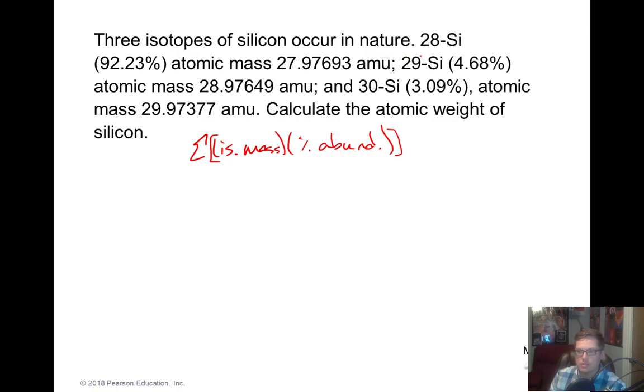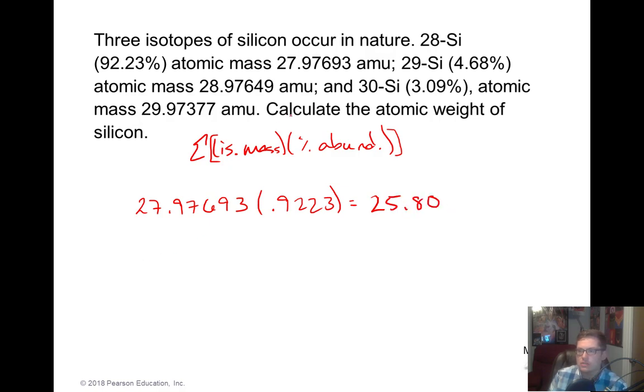So first one is silicon-28. Its atomic mass is 27.97693, and its percent abundance is 92.23, so it'd be 0.9223. And you have to do this in individual steps, otherwise sig figs will screw you up. So 27.97693 times 0.9223, I got 25.803. How many sig figs? Well, the percentage is 4, so my answer should have 4. So 25.80.